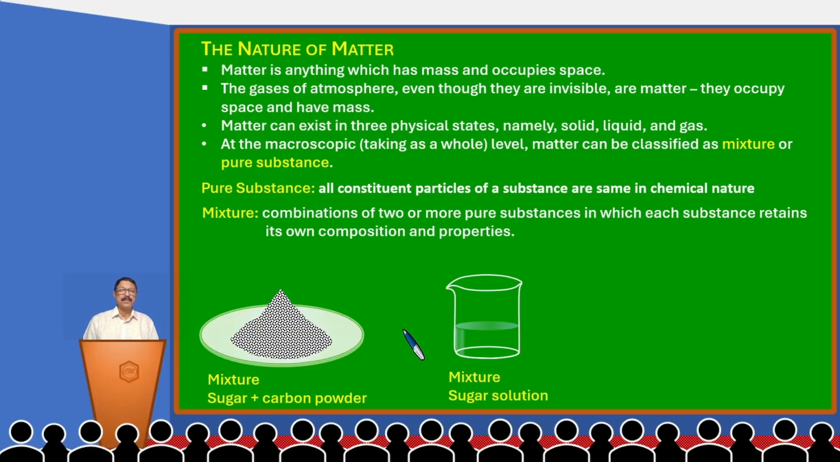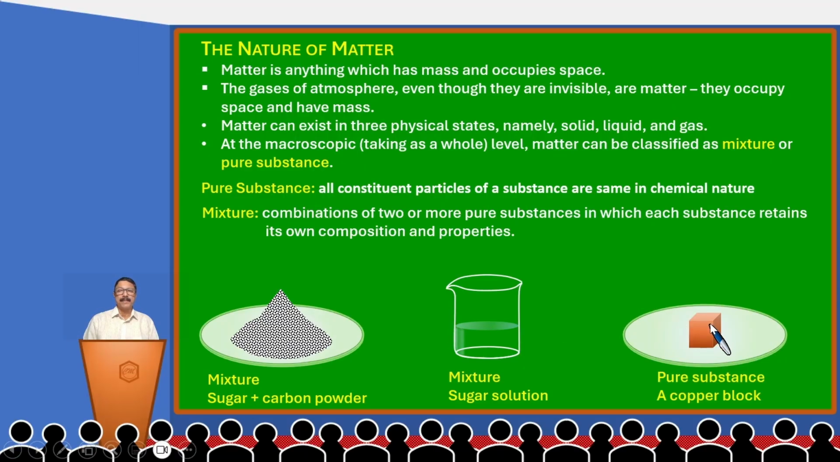For example, sugar solution. The two components are sugar and water. Another example is some alloys, which are homogeneous mixtures of metals in the solid state. Air is a mixture of gases. It is mainly a mixture of nitrogen, oxygen, argon, carbon dioxide, and water vapor.